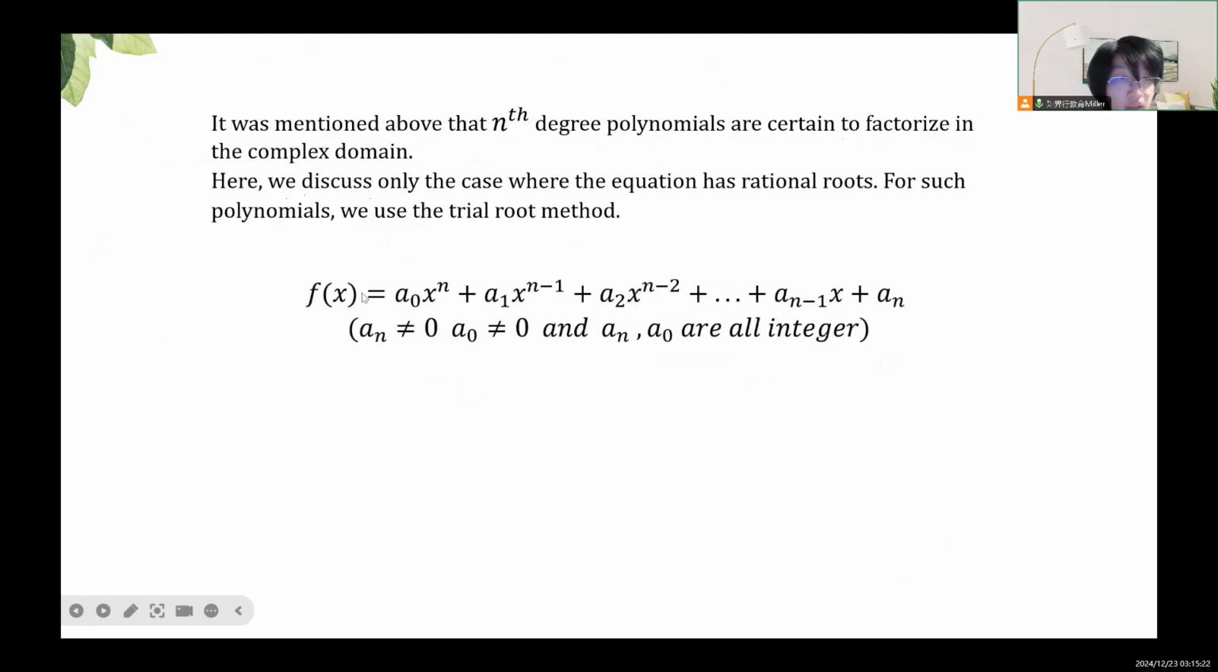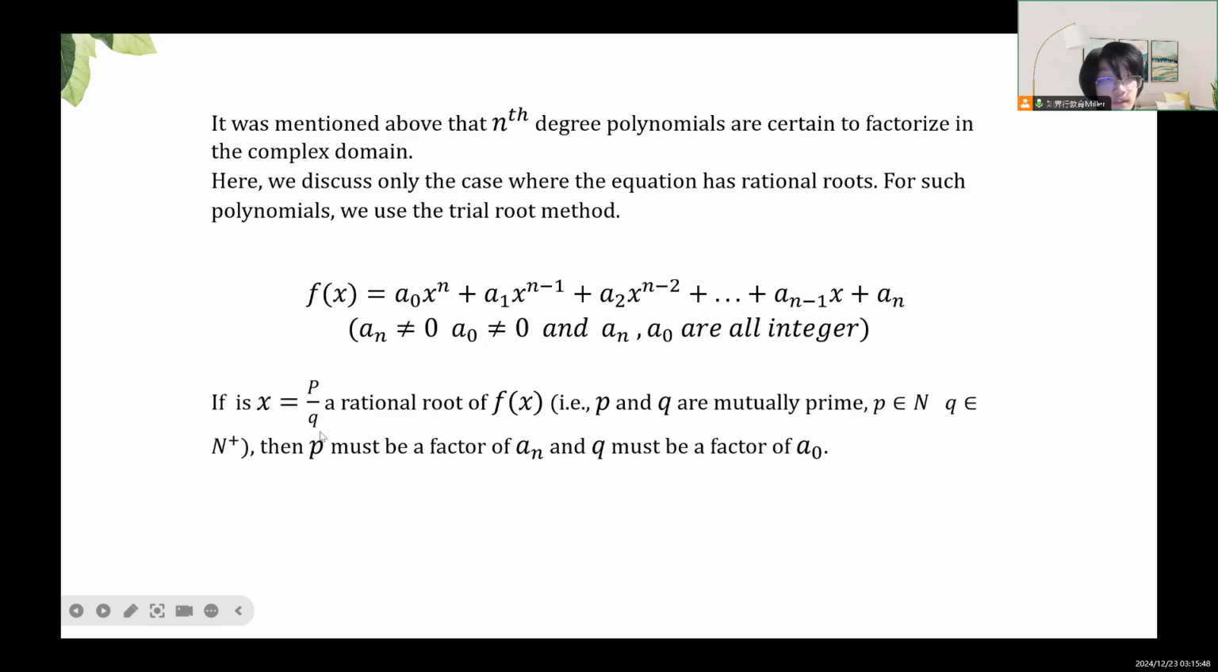We have this function f(x) equals a0 x^n plus a1 x^(n-1) plus a2 x^(n-2) plus until an, with an not equal to 0 and a0 not equal to 0, and the coefficients are all integers. If x equals p divided by q is a rational root of f(x), with p and q coprime, and p and q belong to N, then p must be a factor of an, and q must be a factor of a0.